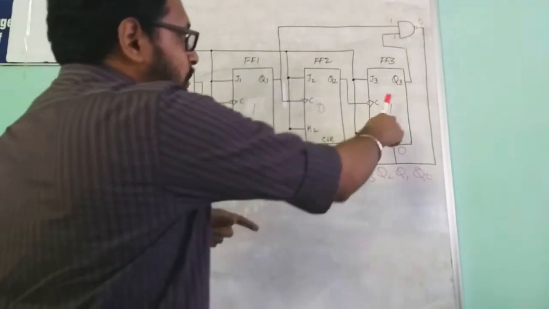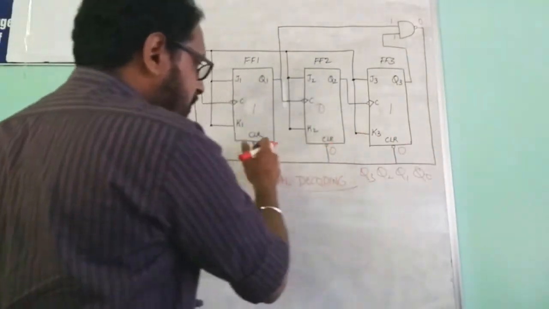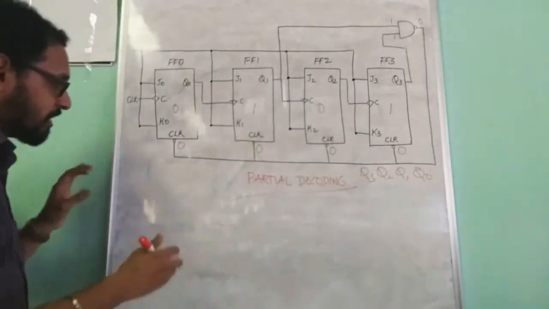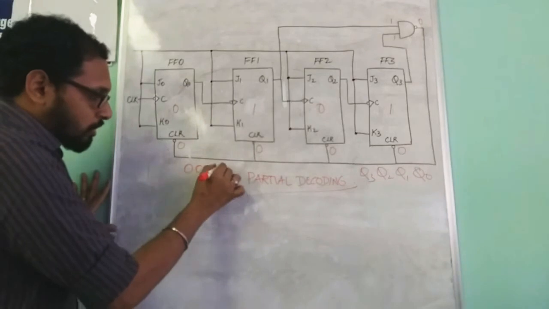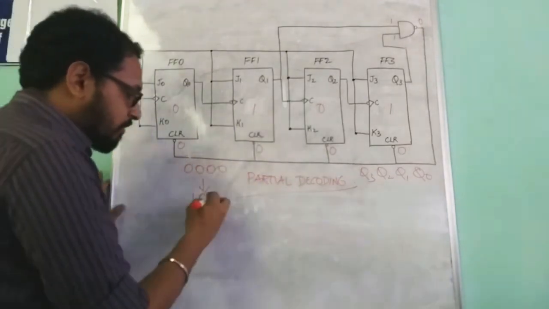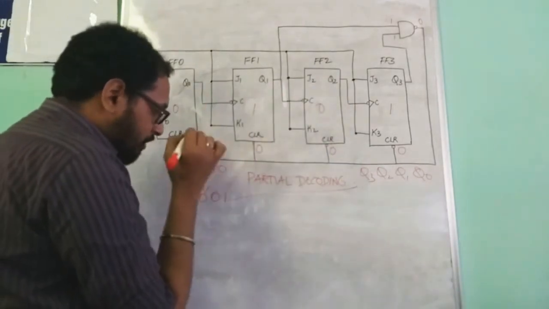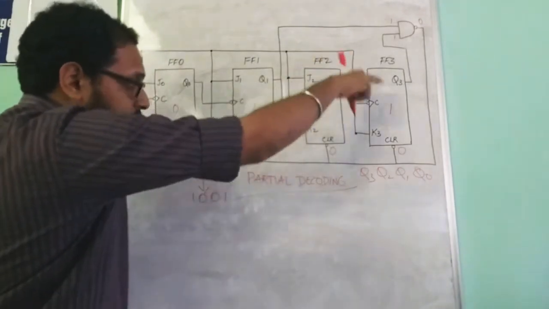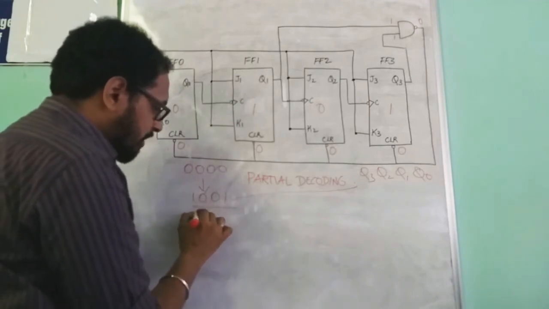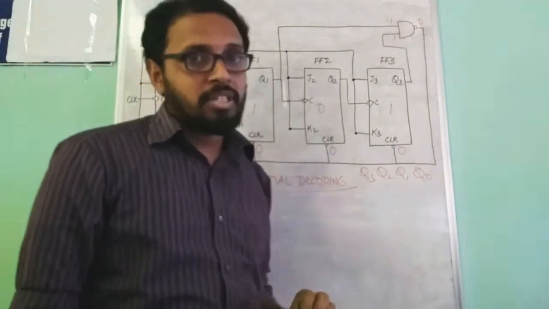There, we need to take these two values and perform this operation, and we feed this clear, or the 0 value, to all these cases. In effect, what we achieve is 0000 to 1001, that is 9, and after that we would have 1010, but because of the partial decoding, the next value will be 0000 again. Got it? This is how we perform partial decoding.